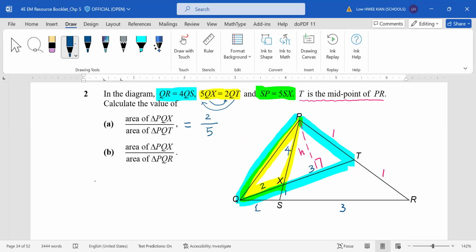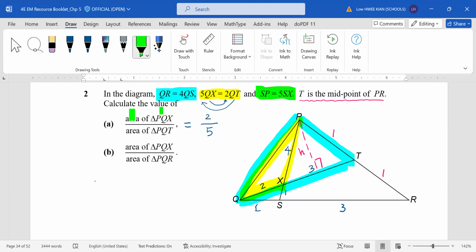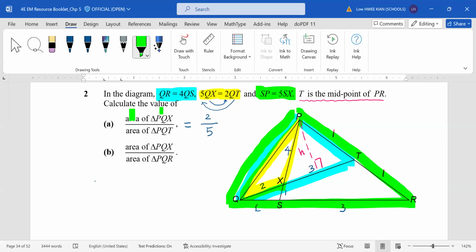Now let's look at the ratio for part B. Let's erase all this. Maybe I think we'll just leave all this first. I want to find the area of triangle PQX, which is the one in yellow, and triangle PQR. If I'm going to use another color, I shall use green. So PQR is this one in green. Now it's a bigger triangle.